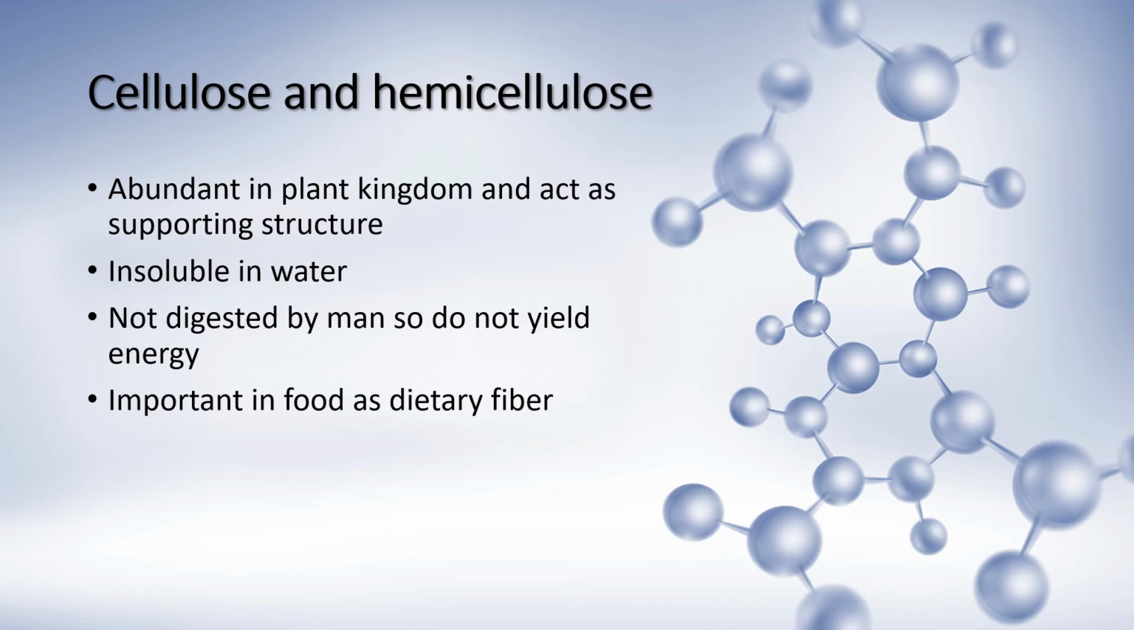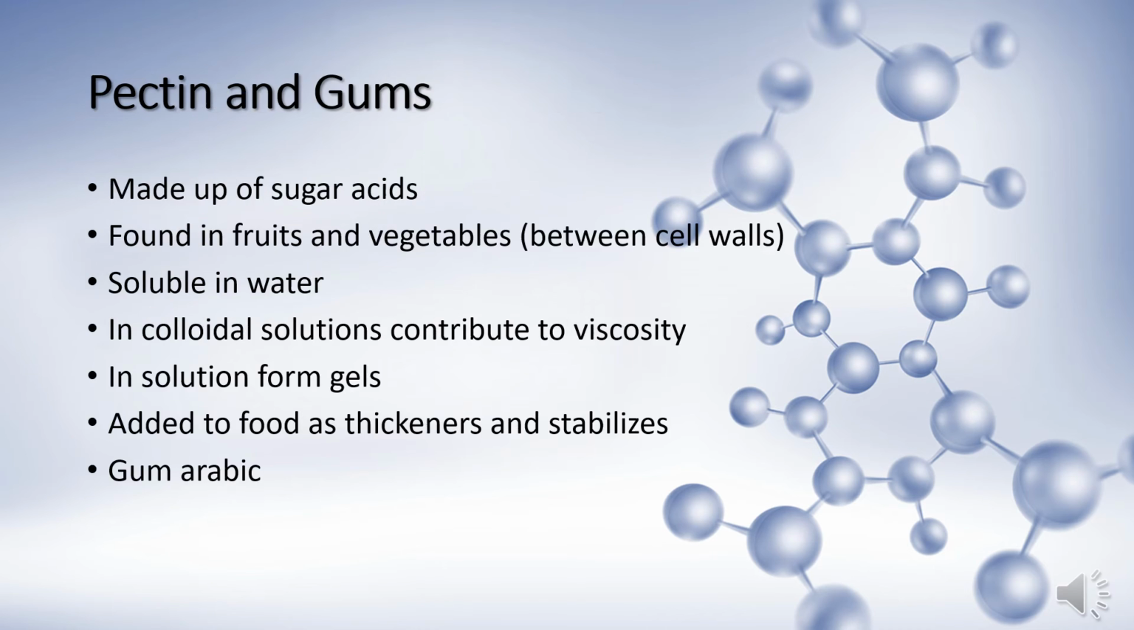This is not digested in the human body, so the retention time in the intestine increases and they provide bulk to the feces. Pectin and gums are made up of sugar acids. They are found in fruits and vegetables, actually between the cell walls of fruits and vegetables. They are soluble in water and in colloidal solution they contribute to viscosity.